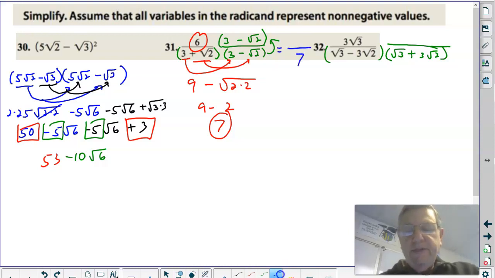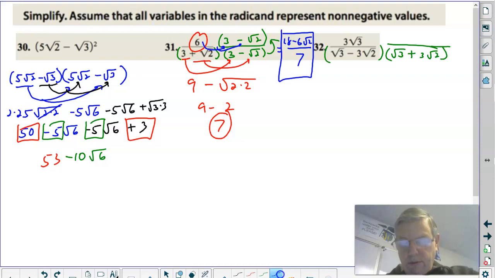So what's my bottom? It's a 7. 6 times 3 is 18. 6 times a negative 1 is a negative 6 times the square root of 2. There's your answer: 18 minus 6 times the square root of 2, over 7.